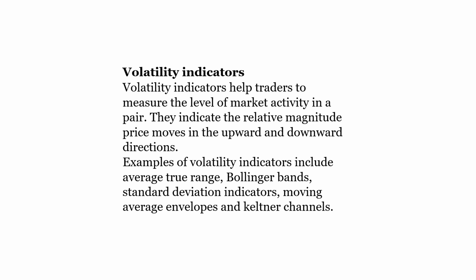Volatility indicators help traders to measure the level of market activity in a pair. They indicate the relative magnitude of price moves in the upward and downward directions. When the price moves up or down very quickly, there is high volatility, and when the opposite is the case, there is low volatility. Examples of volatility indicators include the average true range, or ATR, indicator, Bollinger Bands, standard deviation indicators, moving average envelopes, and Keltner channels.